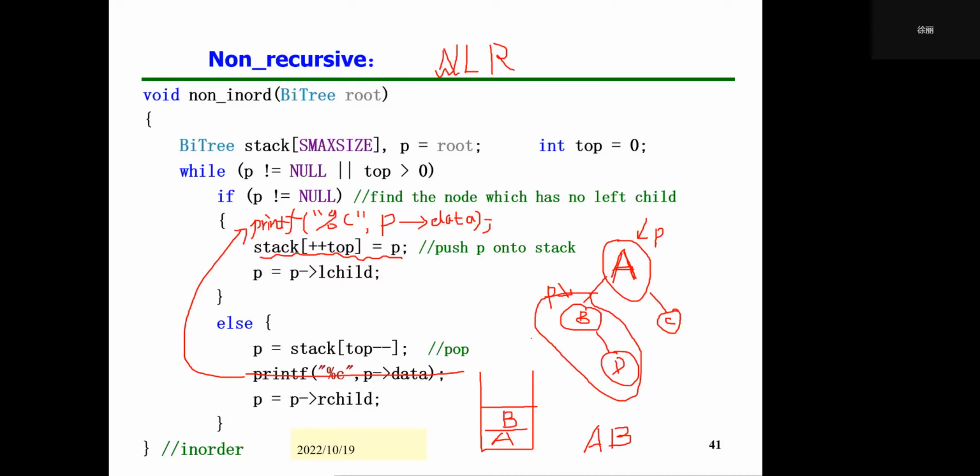And now P is none. So we pop B and go right. So P will be D. Then we visit D and we push D. And then we go left, right? And the left is none. So we pop D and go right. And the right is none too. So we pop A and we go right. So P will point to C and we visit C and push C.